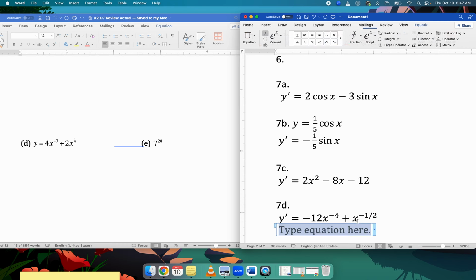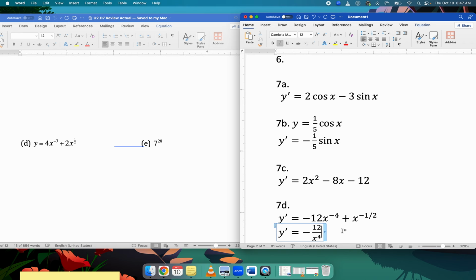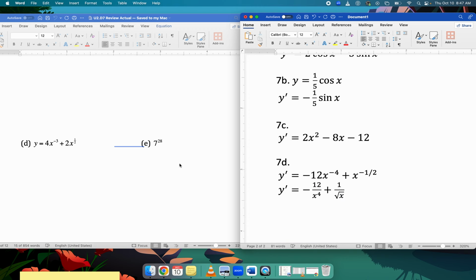Okay, let me rewrite this without negative or fractional exponents. That would be -12 over x to the 4, right? This negative exponent does not affect the 12. The 12 remains in the numerator. Plus 1 over x to the 1/2, but of course x to the 1/2 is the square root of x. Okay?